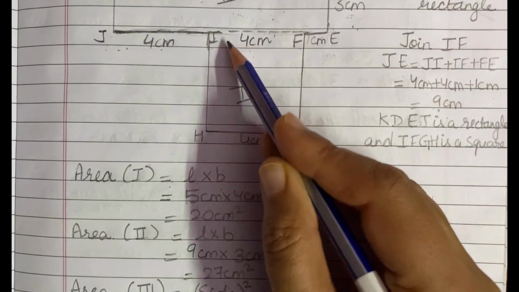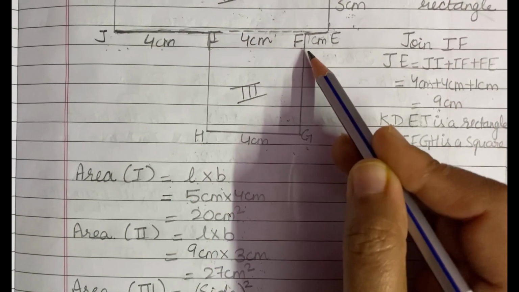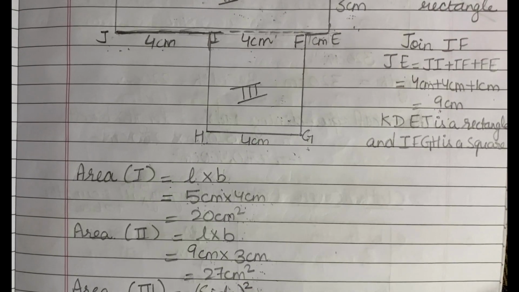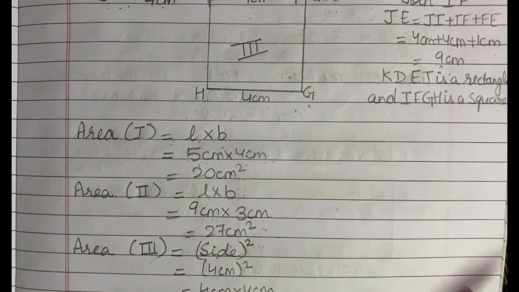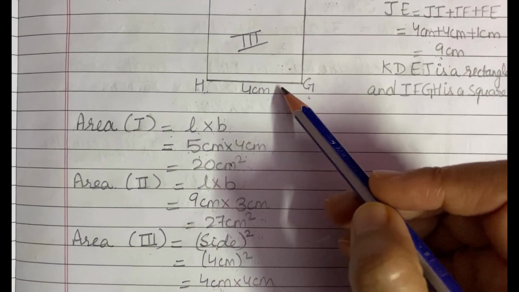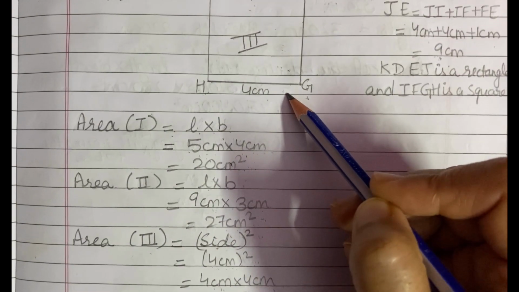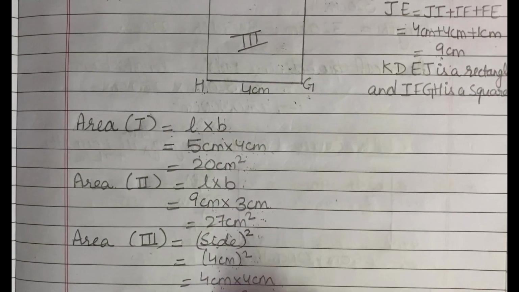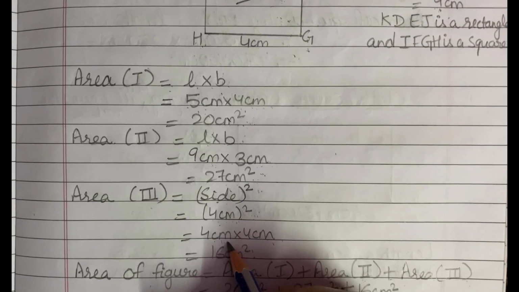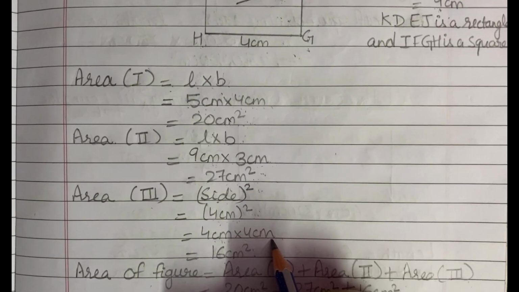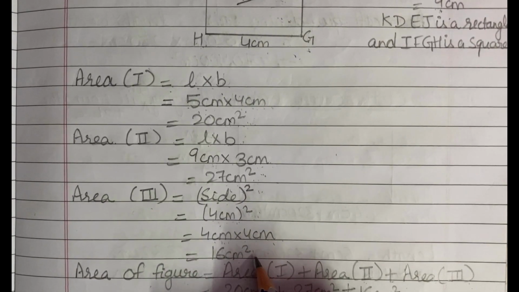Now next we will find the area of the third part. As you can see, this third part is a square, and you know that the area of square is side whole square, and here the side of this square is 4 centimeter. So 4 centimeter whole square means 4 centimeter multiplied by 4 centimeter, that is equal to 16 centimeter square.